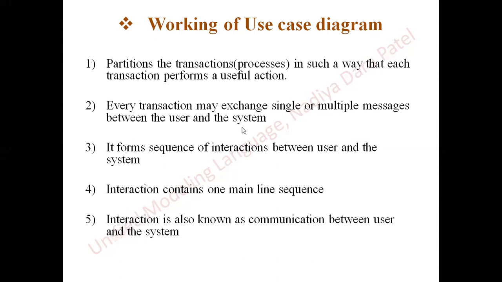So this is small working about use case diagram. Interaction is also known as communication between user and the system. This is very important. So focusing on use case diagram, we should find or search or majorly keep our eye on transactions, or you can say processes, or find use case, that is some procedure which is present in our system. Find that. Second thing, find the actor or initiator who is going to carry out this process. And the third thing, find the communication between these actors and our system.